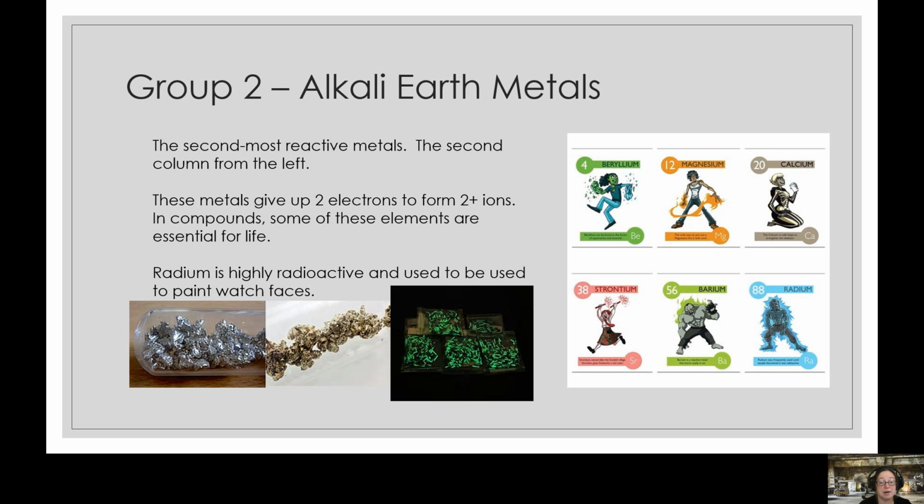And it's actually this picture right here. It used to be used to paint watch faces. So the girls who painted the watch faces with radium ended up getting radiation poisoning. And there was a big thing. They made a huge push on worker safety because of their experiences. And several of them did, unfortunately, succumb to that radiation poisoning.